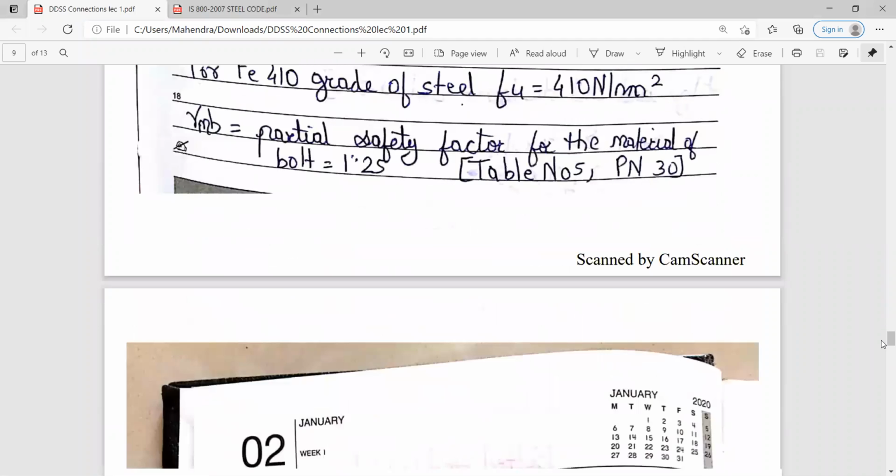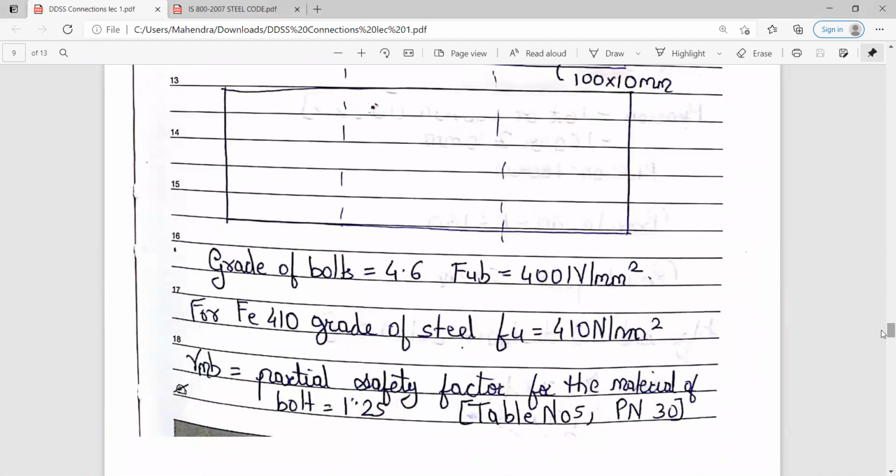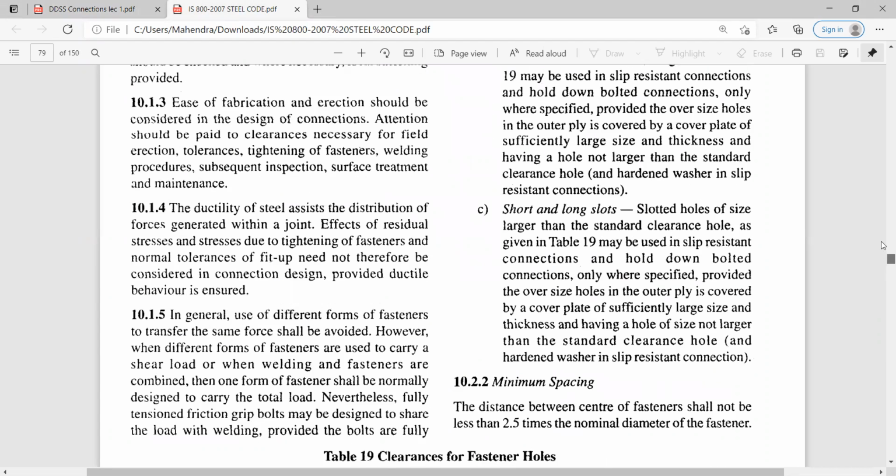See here, we are going to do the problems on the bolted connection for the lap joint. Bolted connection के लिए हम लोग problem solve कर रहे हैं. For that you need to determine the gamma MB. तो अभी gamma MB आप कहाँ से लोगे? From the table number 5, page number 30 of your IS code. See the table number 5, page number 30.